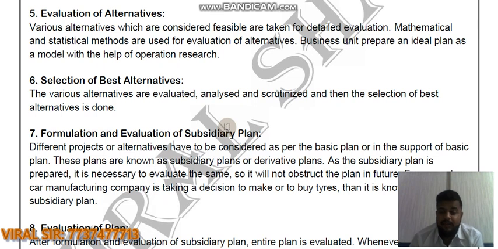For that, mathematical and statistical methods are used for evaluation of alternatives, and the business unit prepares an ideal plan as a model with the help of operation research. The term operation research is important here. Operation research is also known as OR. So what they do is the business unit prepares an ideal plan. Out of the various alternatives, we select one plan, and that is made the ideal or model plan, and the business works according to that particular plan.